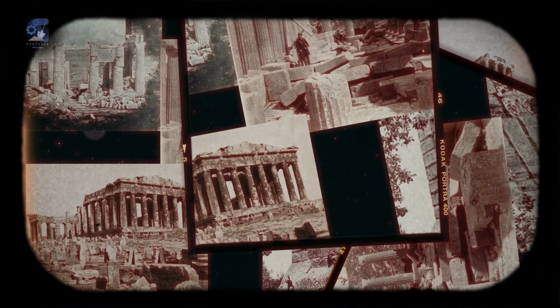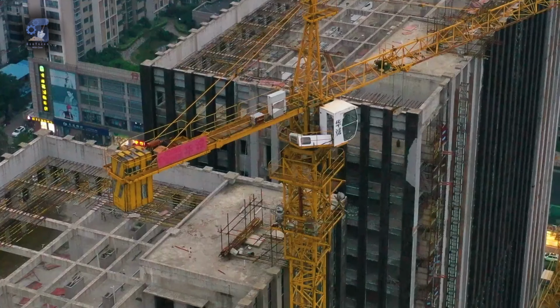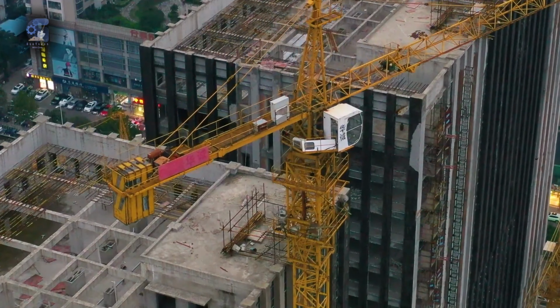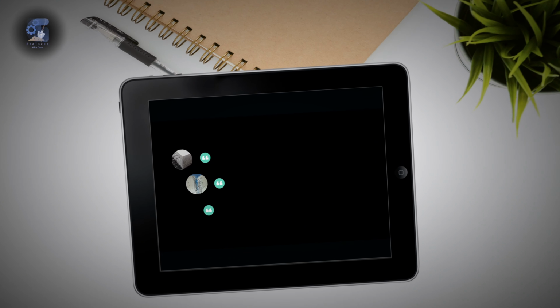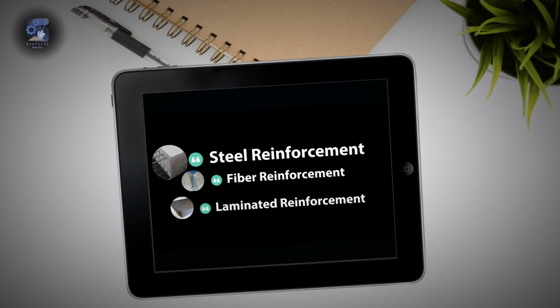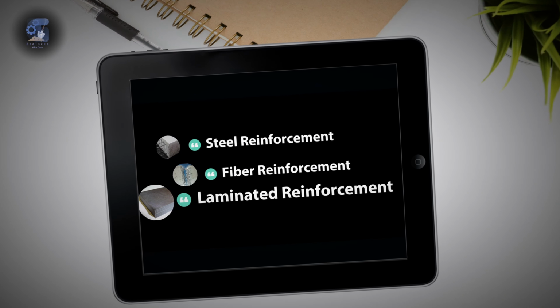The use of reinforced construction materials goes way back for centuries. The idea behind reinforced materials is to combine two or multiple materials of different properties and create a composite that has improved overall mechanical properties. The use of reinforced concrete is ubiquitous around the world. This can be in the form of steel rebar reinforcement, discrete fiber reinforcement, or laminated reinforcement.